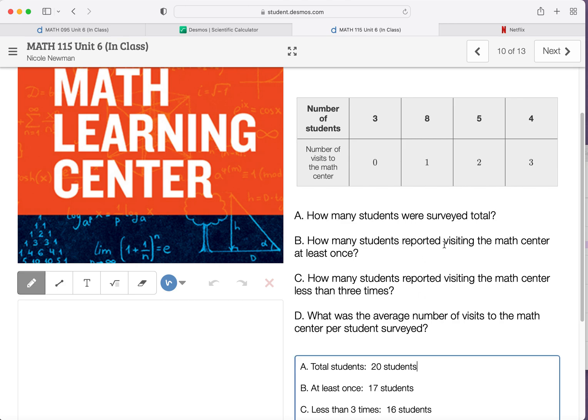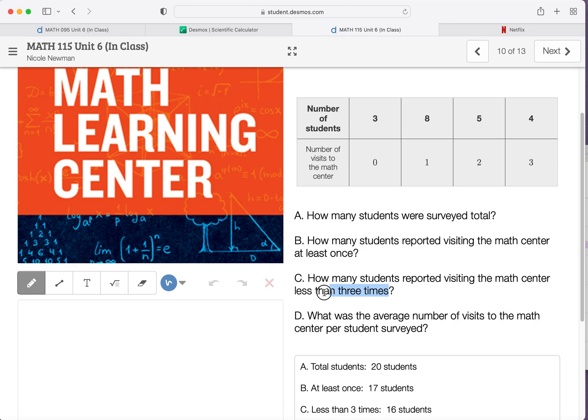How many reported visiting the Math Center at least once? That means 1 time or more. So that would come by looking at the bottom row. We need those who went once or twice or 3 times, which will just be this 8 and that 5 and that 4. So 8 plus 5 is 13, plus another 4 is 17 students.